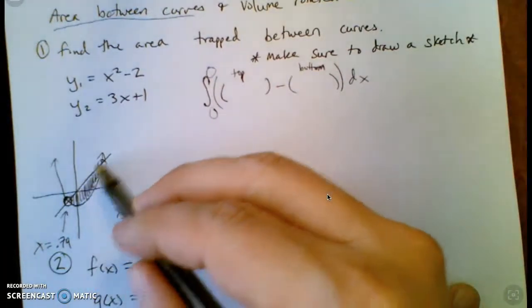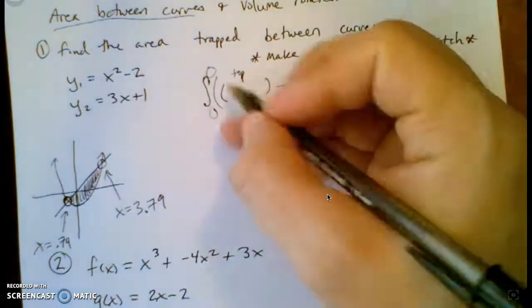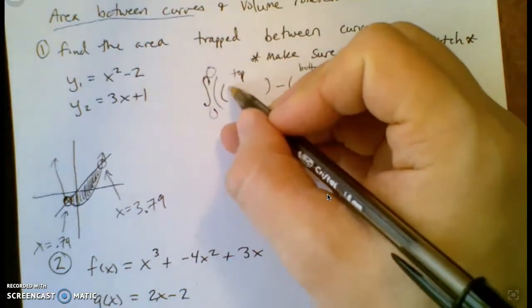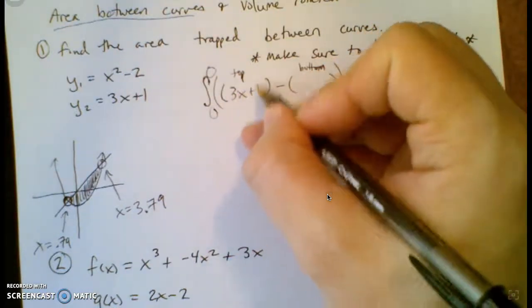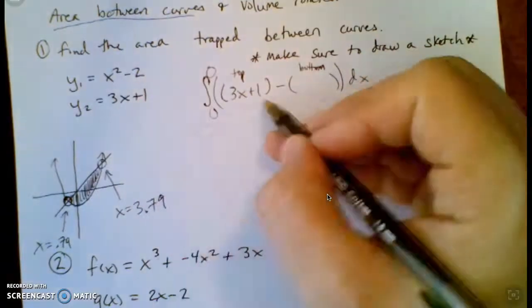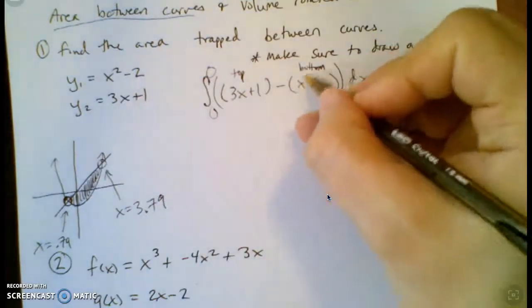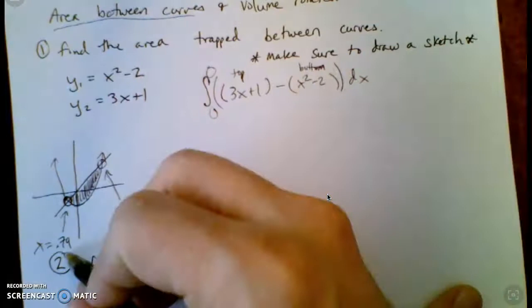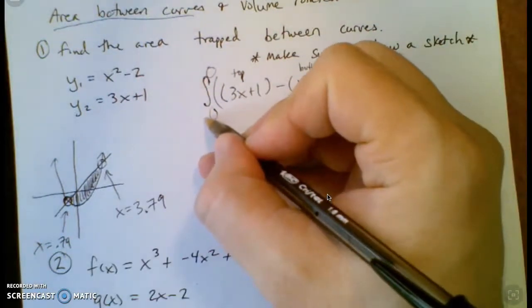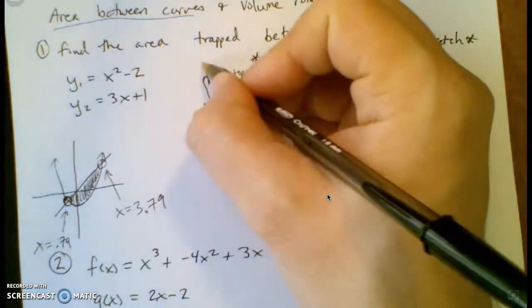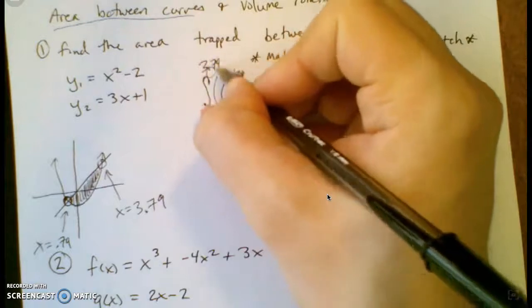And that is your straight line. So I want to make sure when I write my equation that I put the 3x plus 1 here, and then I subtract off the other guy, the x squared minus 2. And then my two numbers go here. You put the lower number in bottom, 0.79, and the bigger number on top, 3.79.